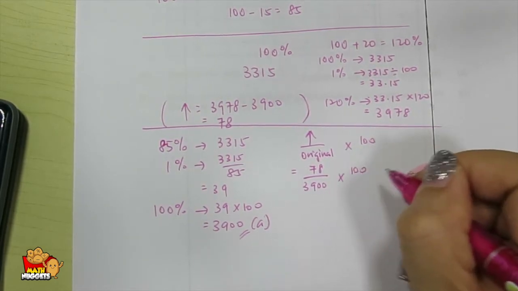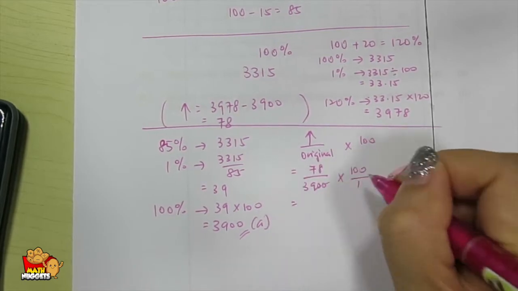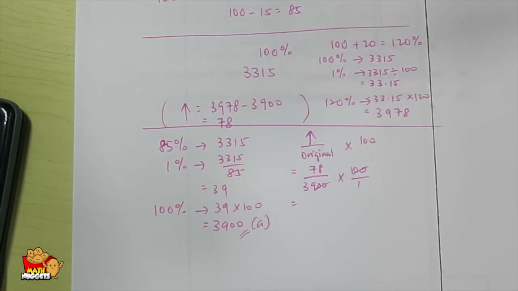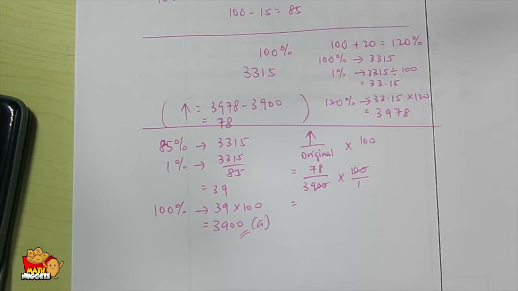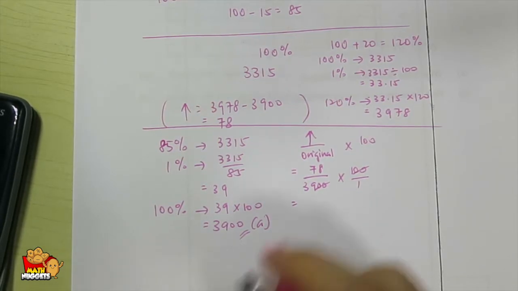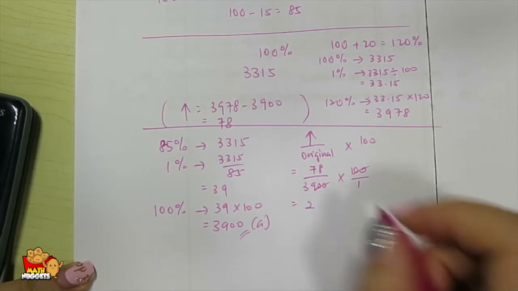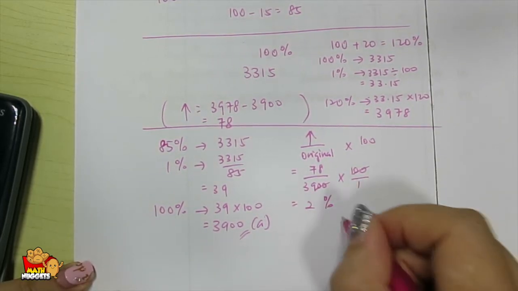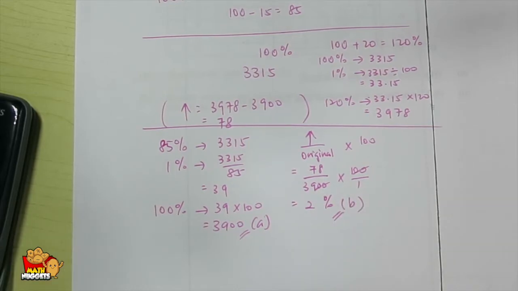Then we times 100. Cross out. 78 divided by 39 is 2, which is 2%. Answer for part B.